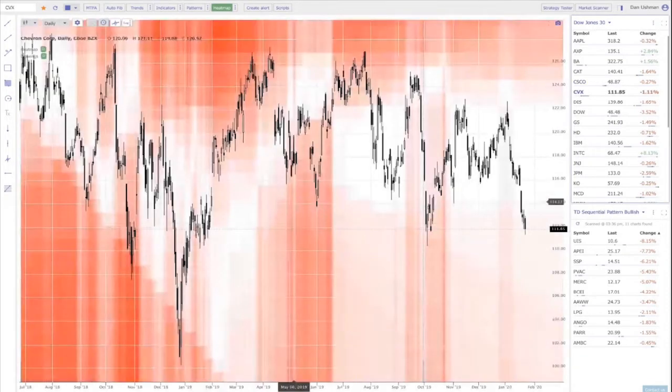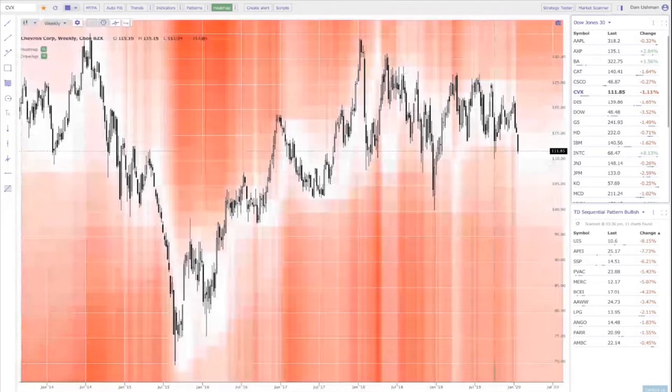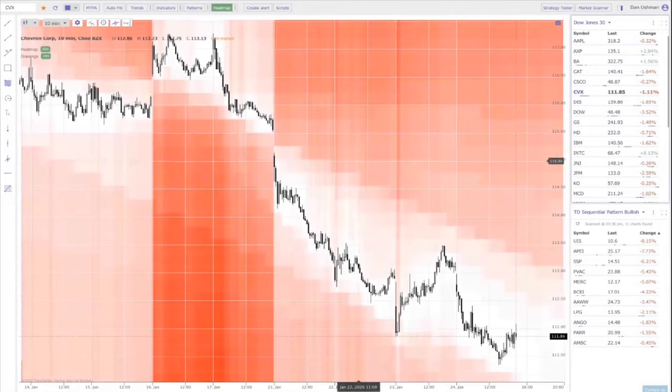And on CVX here, it looks like the path of least resistance is down. The other cool thing is all this stuff works on different time frames. So as you flip through time frames, any analysis tools that you have on will also flip on here.